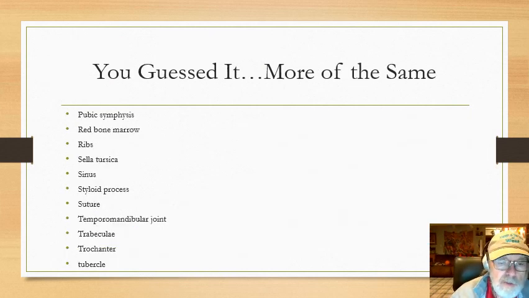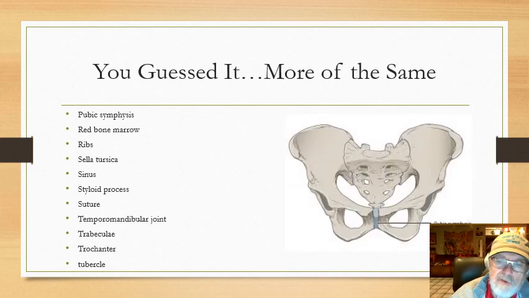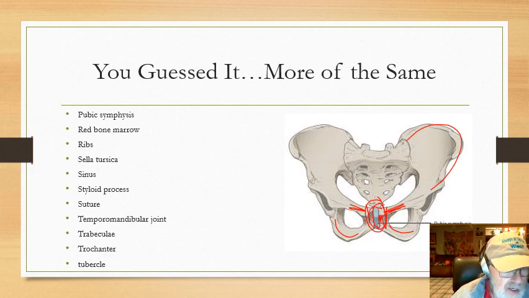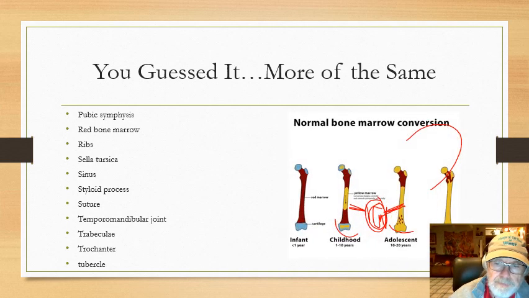A few more here. Pubic symphysis. Where the pelvis comes together in the front, this area right here is called the pubic symphysis. There's a little piece of cartilage that actually connects the pubis. This is the pubis right here. This would be the ischium down here, and this area in here is the ilium. Where the pubis comes together from one side to the other, it's held together by this little cartilage disc, and that's called the pubic symphysis, okay?